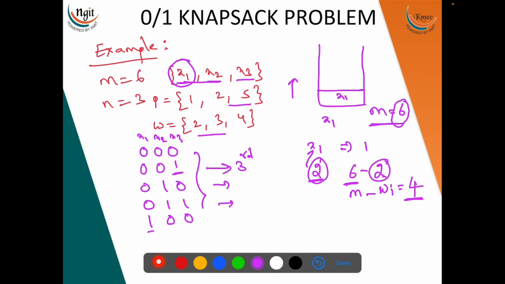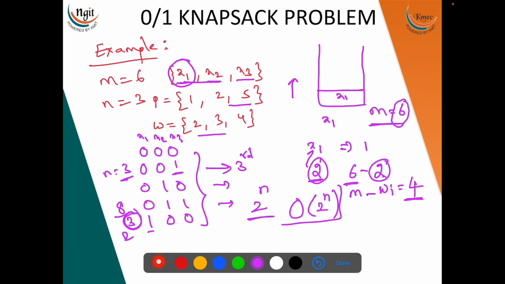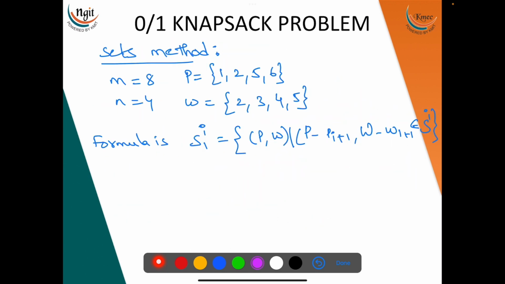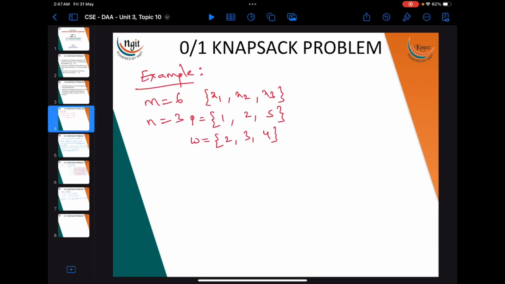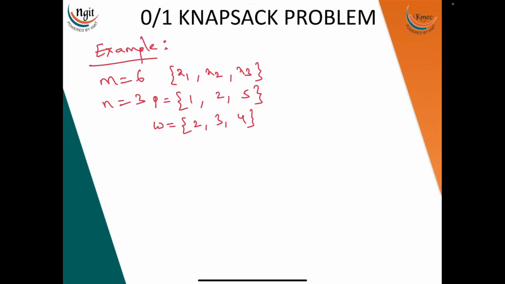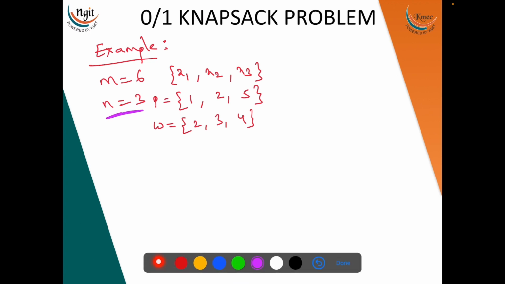Likewise, as the n value is 3, how many combinations will I get? 8 combinations, that means 2 cubed. 3 is your n value, so 2 power n combinations. So the time complexity is big O of 2 power n. This is the complexity of placing items inside the container with these 3 items.